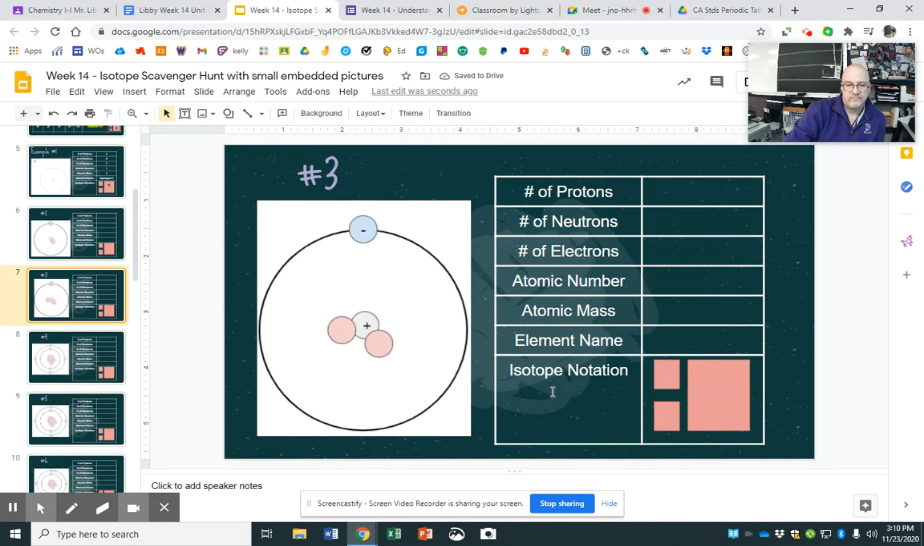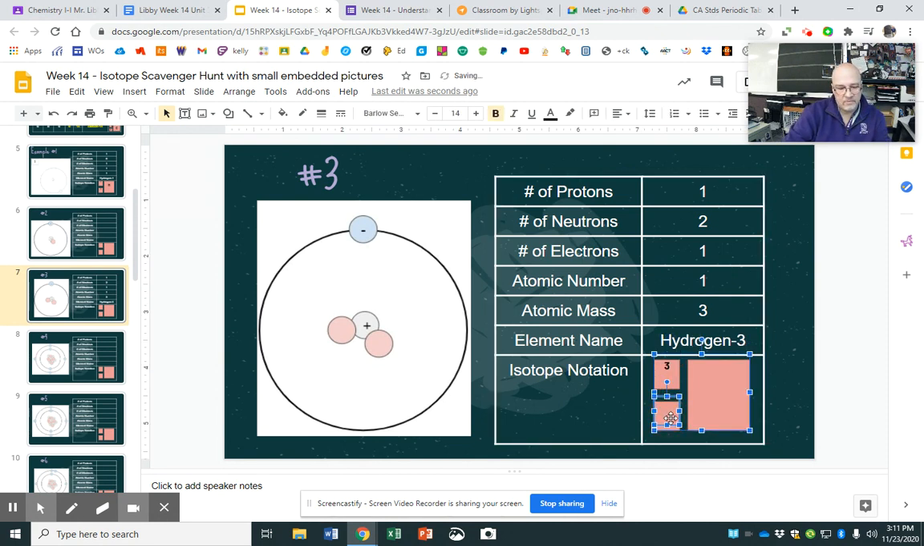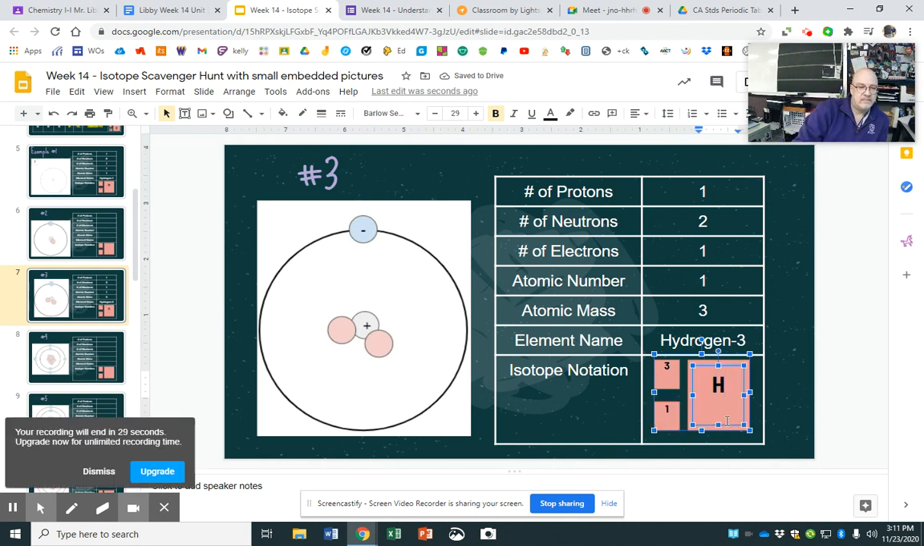Let's do another one. Here's another one. 1 proton. The proton is the atomic number, and we know that the element for number 1 is hydrogen. All right, 2 neutrons and 1 electron. The atomic mass is protons plus neutrons. That's 1, 2, 3. So this is not just hydrogen, it is hydrogen 3. The mass goes up on top. There we go. So that's how you do this paper.